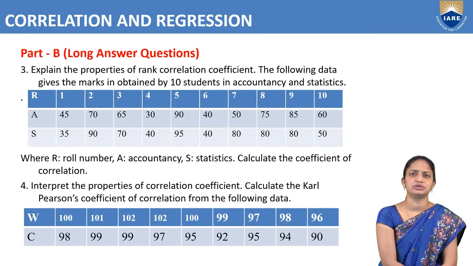So next, coming to the next question, explain the properties of rank correlation coefficient. Rank correlation coefficient always lies between -1 and 1.